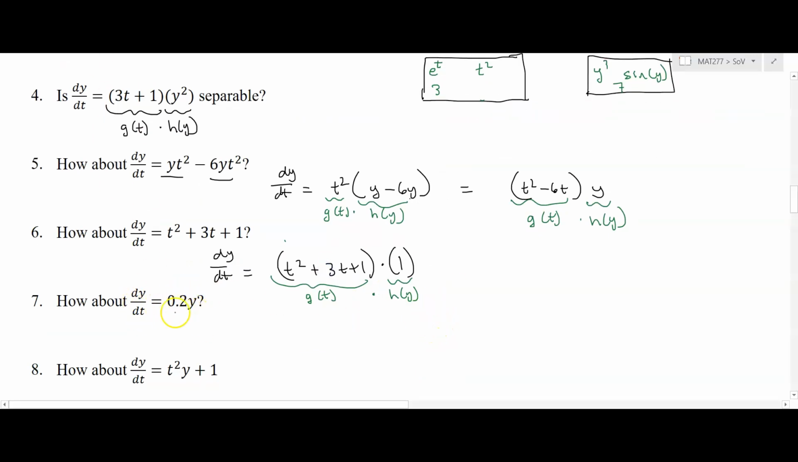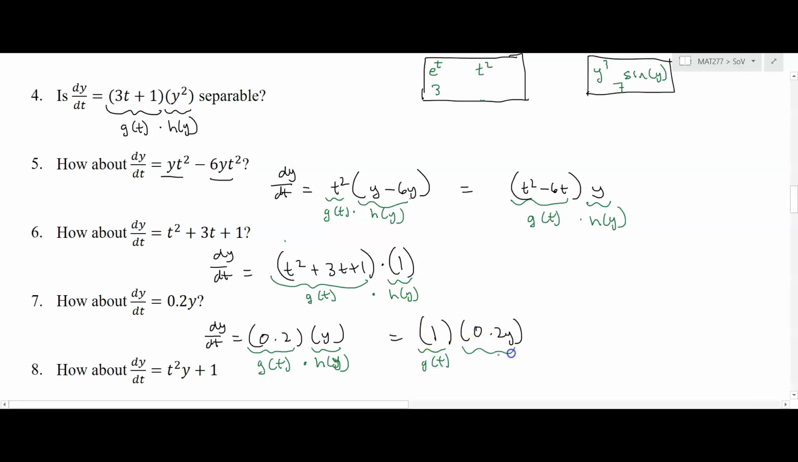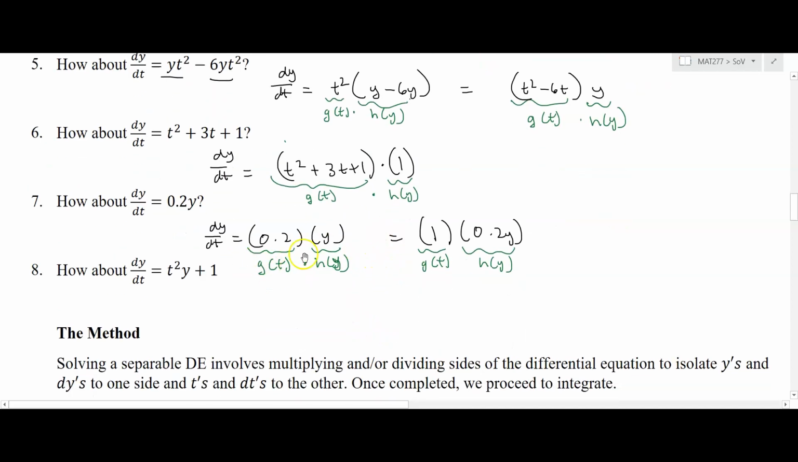Same kind of thing goes for number 7. In this case, I don't see a function of t, but if I write this as 0.2 times y like this, and the parentheses are just there for emphasis, they don't need to be there, but this I could call my g of t multiplied by my h of y. Another way to do this would be to say, well, I'm going to write this as 1 times 0.2y, and in this case I would claim that g of t is a constant and that h of y is the function 0.2y. So again, these are not unique factorizations. Sometimes there's more than one way to do it, but as long as you can write it as a product of a g of t and any h of y, you're in good shape.